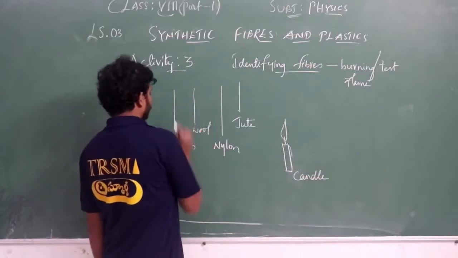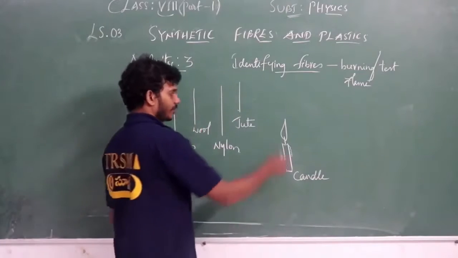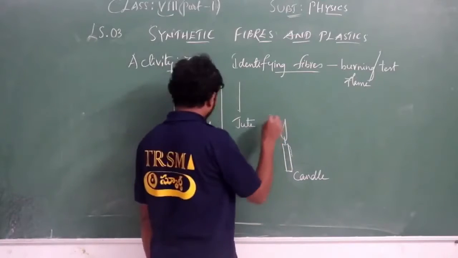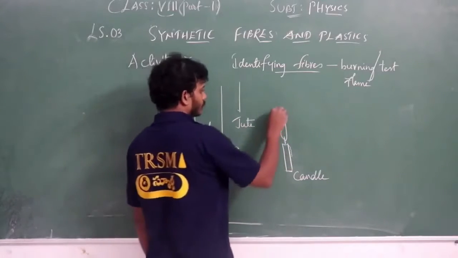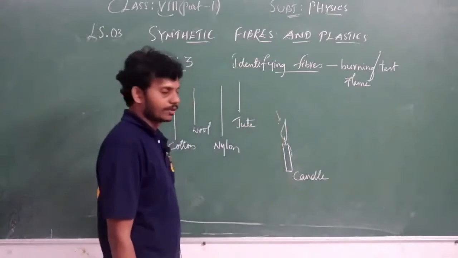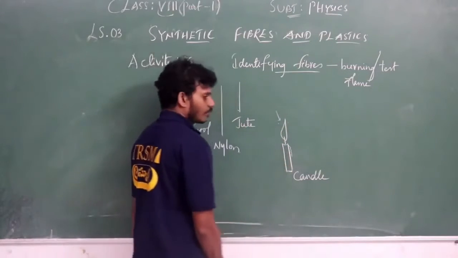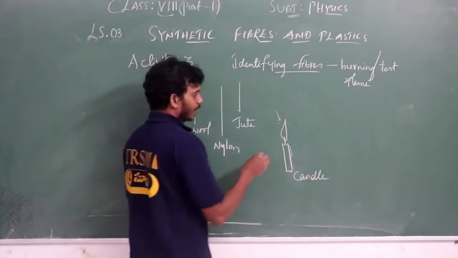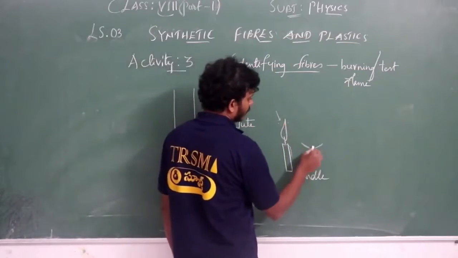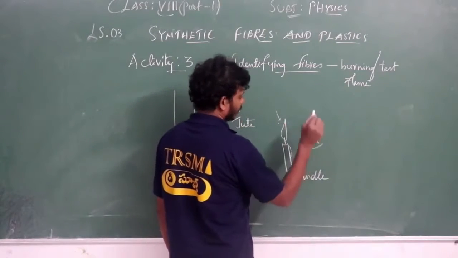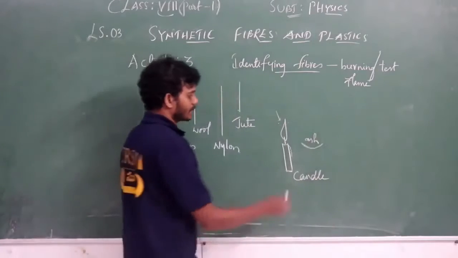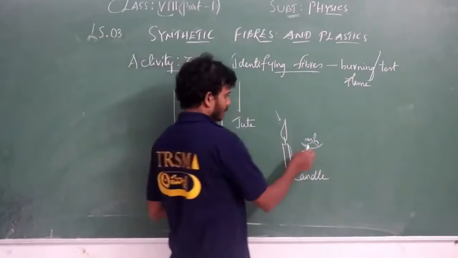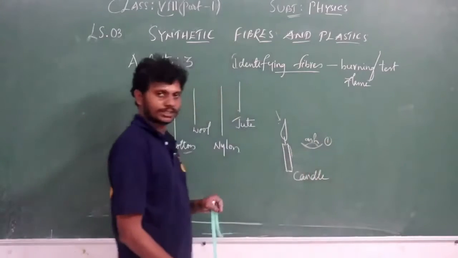Now I brought the first one, that is cotton. Whenever I bring this cotton fabric or cotton fiber near this flame, what do I observe? I observe this cotton fabric or fiber turns into ash, a powdery substance. When I bring this first one, it turns into ash.